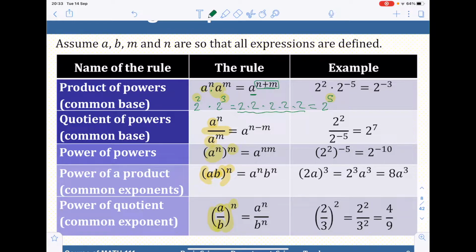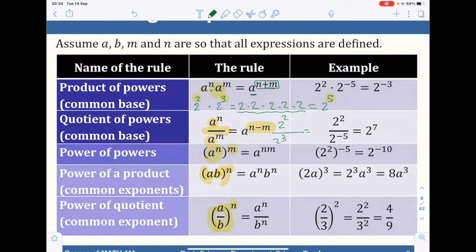Also here, if we have a common base in the quotient, all you have to do is subtract the powers. Okay, we subtract the powers. And also you can see if I have 2 to the power 2 over 2 to the power 3.